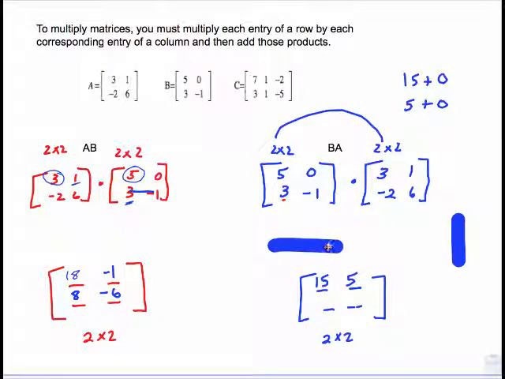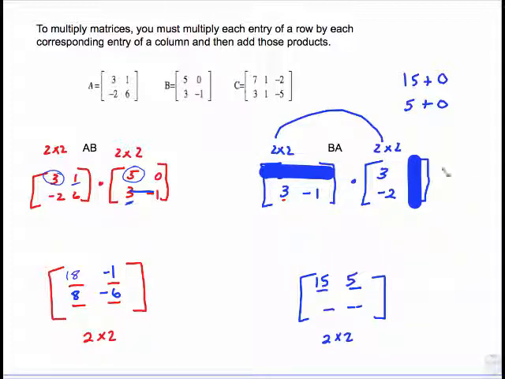Now let's move our covers so that the bottom row is exposed and start over with the first column. This is 3 times 3, which is 9, plus -1 times -2, which is 2. Remember what you're doing. That's the first thing in the row times the first thing in the column plus the second thing in the row times the second thing in the column. So 9 plus 2 will give me 11 in this position. It goes in this position because it is the product of the bottom row, first column, so it goes in the bottom row, first column position.